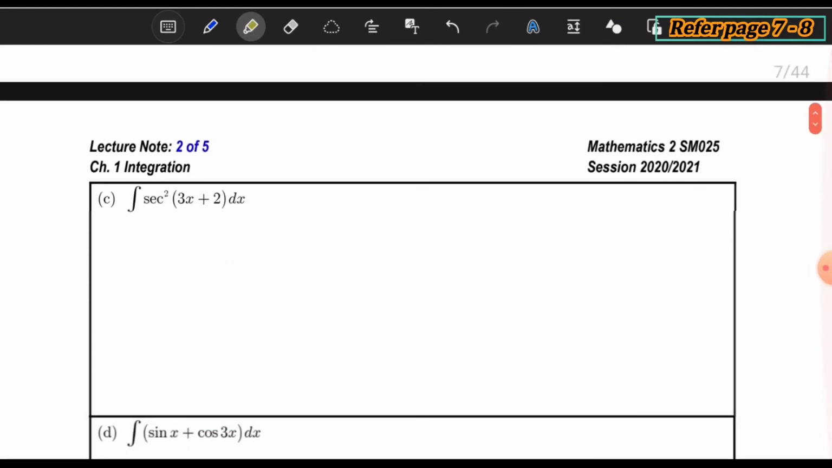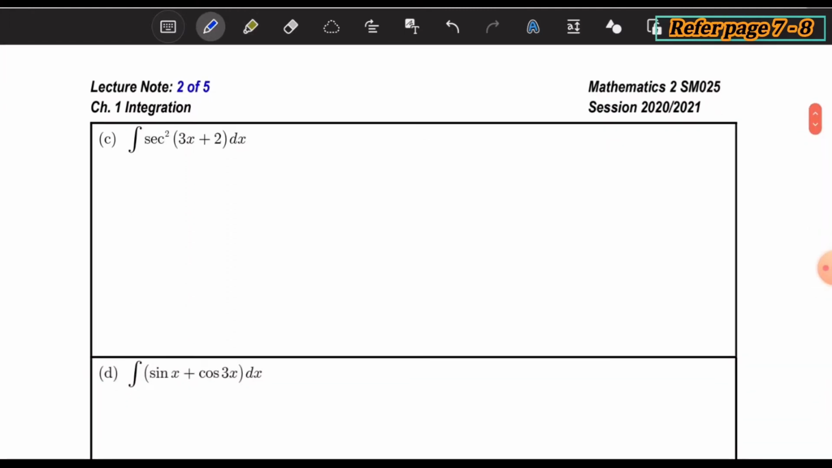Next, part C. Integrate secant squared 3x plus 2 equal to tangent. Okay, the angle remains the same. Tangent 3x plus 2. Then divide by the derivative of the angle. So we will get divide by 3 plus C.